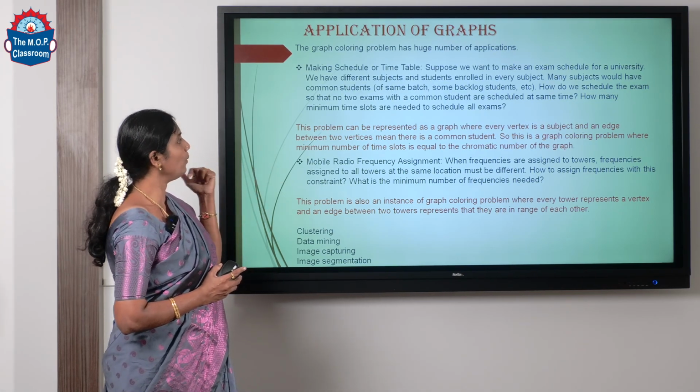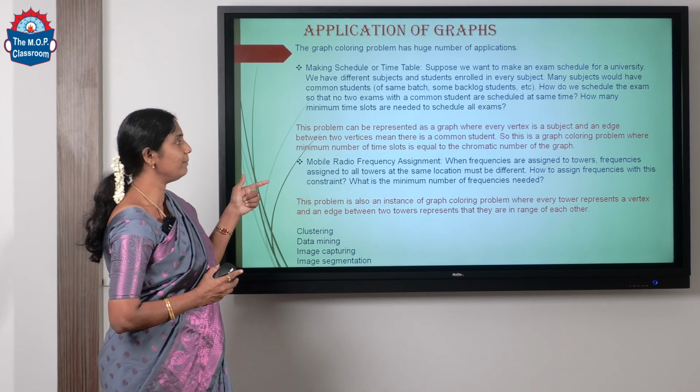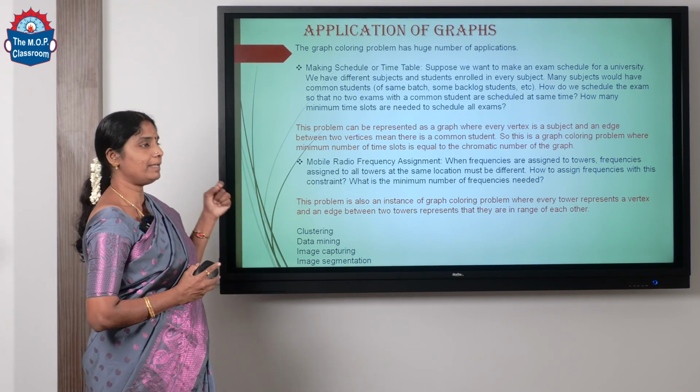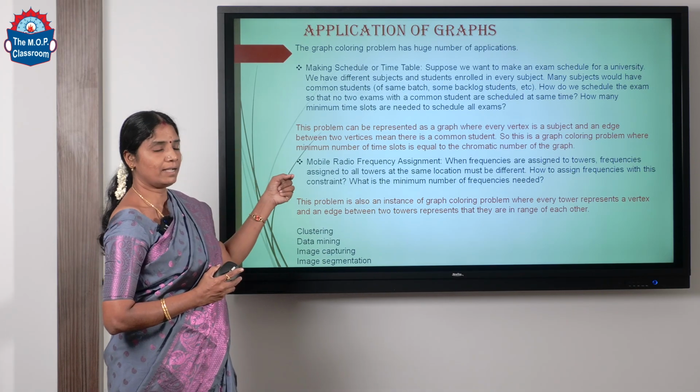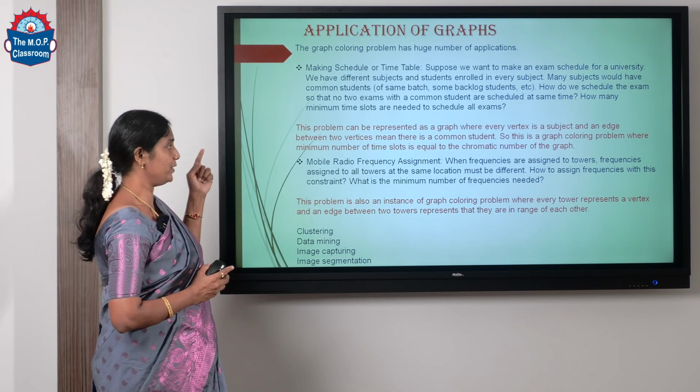So here the answer to the second question can be given by using the chromatic number of the graph. Chromatic number is the minimum number of colors needed to color the graph, and based on that we can find the answer for the second question in this real life situation.